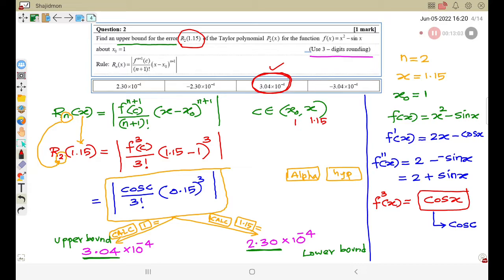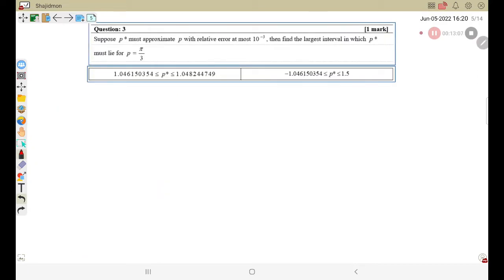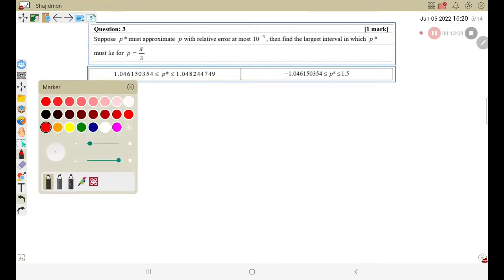Okay, how we are using the calc button, you can check it in the recorded classes. Now we are going to the third question.